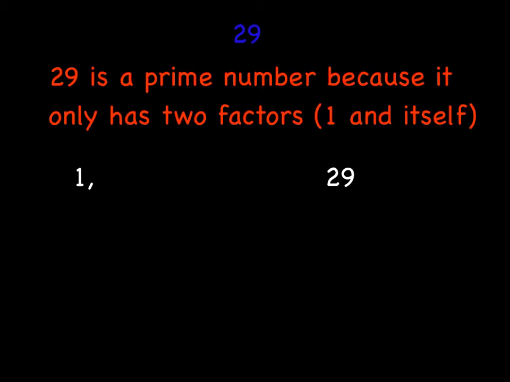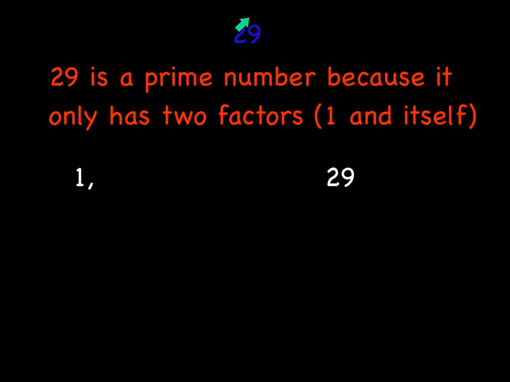In fact, you're going to find that 1 and 29 are the only 2 factors of this number, which means that 29 is a prime number. It only has 2 factors, 1 and the number itself, in this case 29. That makes it prime.